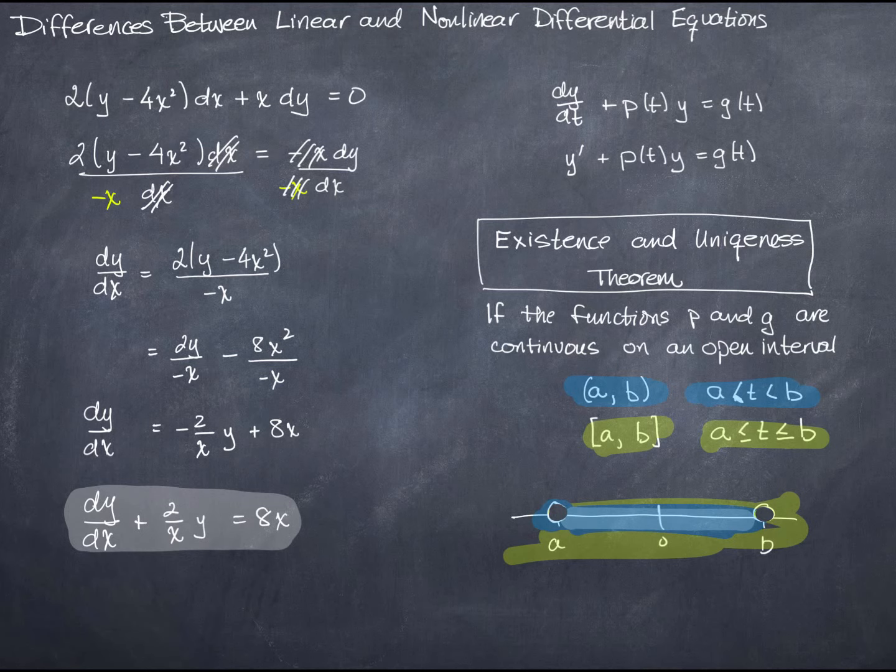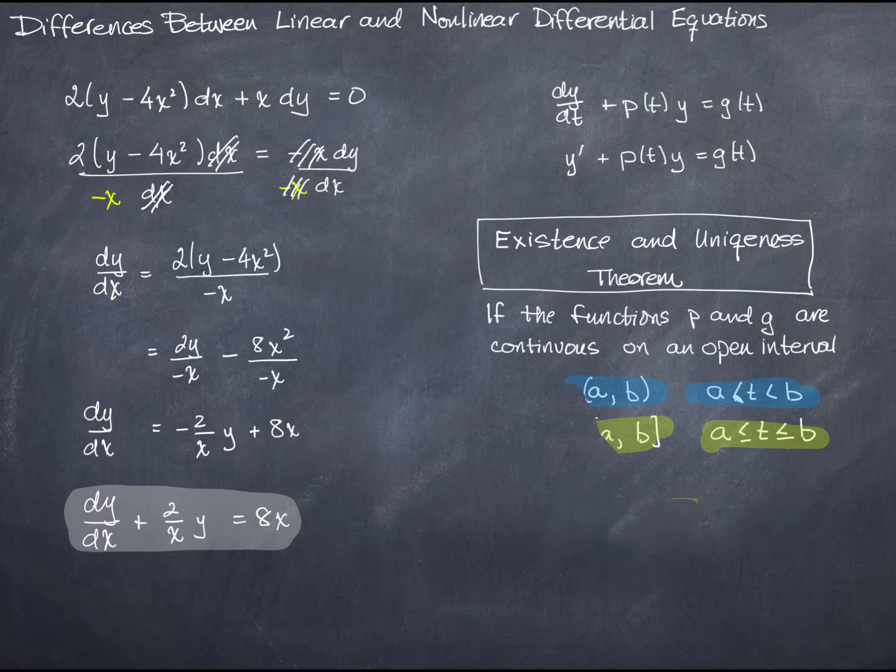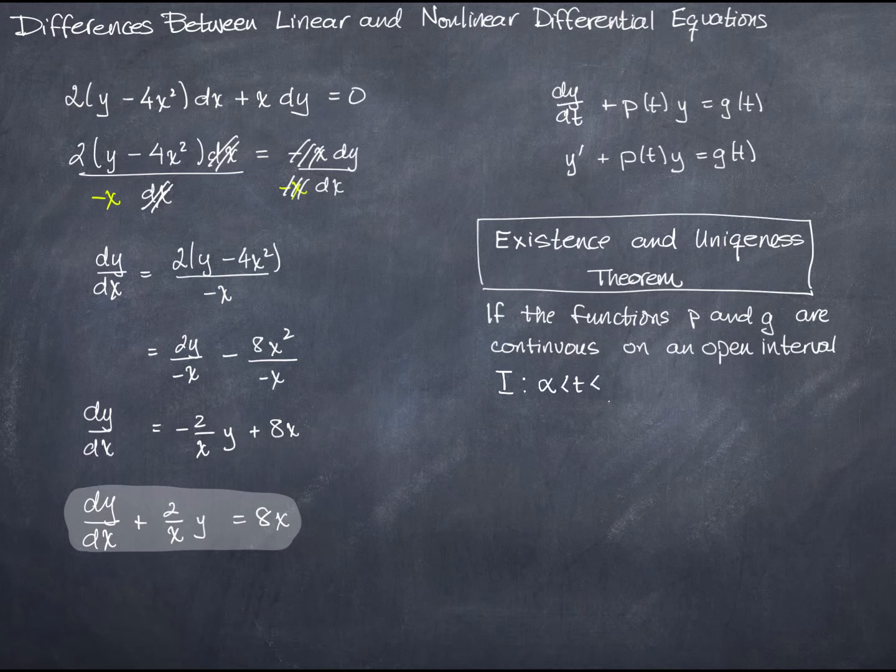A half open interval would have either a or b included, but not both. Well, we're talking about an open interval, so we don't want to include either a or b. Okay, I'm going to erase this part because I don't need that anymore. But I'm going to define the open interval specifically that we're going to use in our theorem. The functions p and g are continuous on an open interval. We're going to call that interval I, and we're going to say that it's the interval for all of our t values that goes between a and b, or your textbook uses alpha and beta.